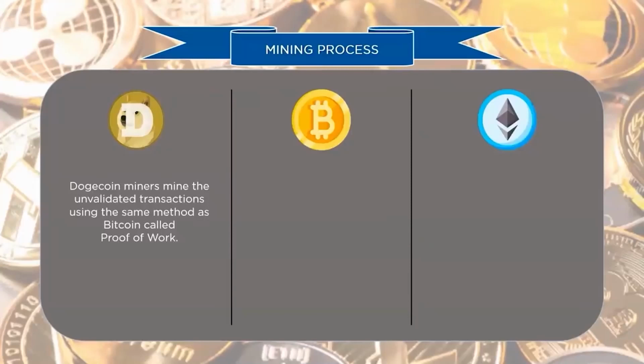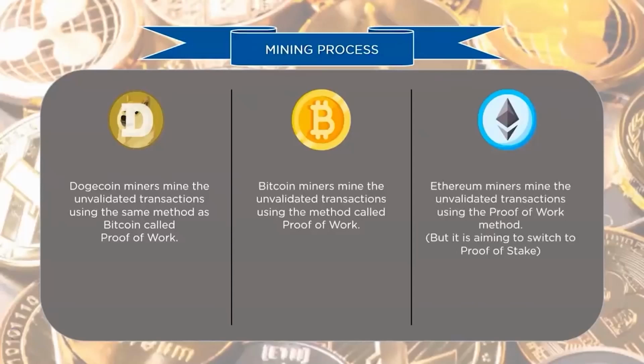In terms of the mining process also, Dogecoin and Bitcoin use the same method to verify and validate the pending transactions in their networks, and that is proof of work. Although Ethereum miners also mine the unvalidated transactions using the proof of work method, it aims to switch to proof of stake because it will make its network more immune to centralization, more energy efficient, and provide more support for shared chains.